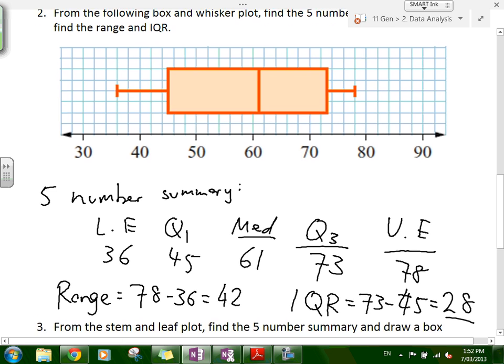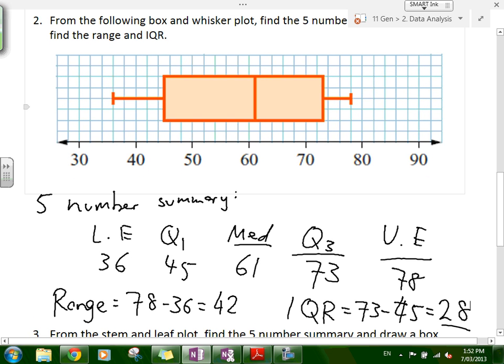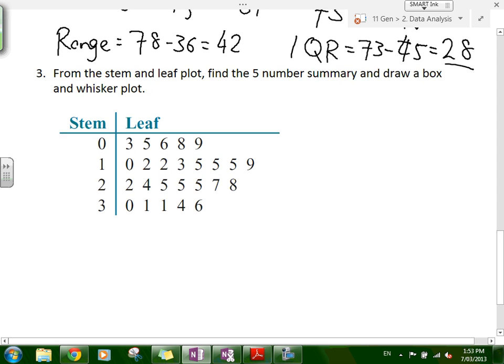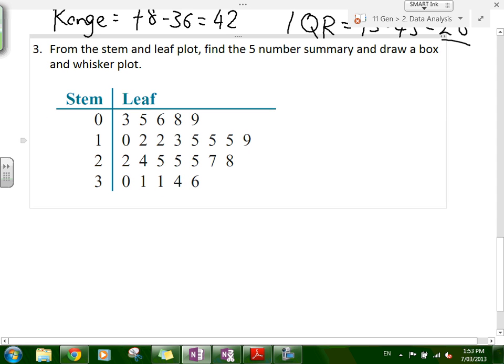Okay? Now I'm just going to do the last example and then I can go back and you can copy it down. So just listen to your last example. From the stem and leaf plot, find the 5 number summary and draw a box and whisker plot. Alright, so you're finding out what the quartiles are from this and then using that information to do a box and whisker plot. So let's circle the numbers that we need to know.